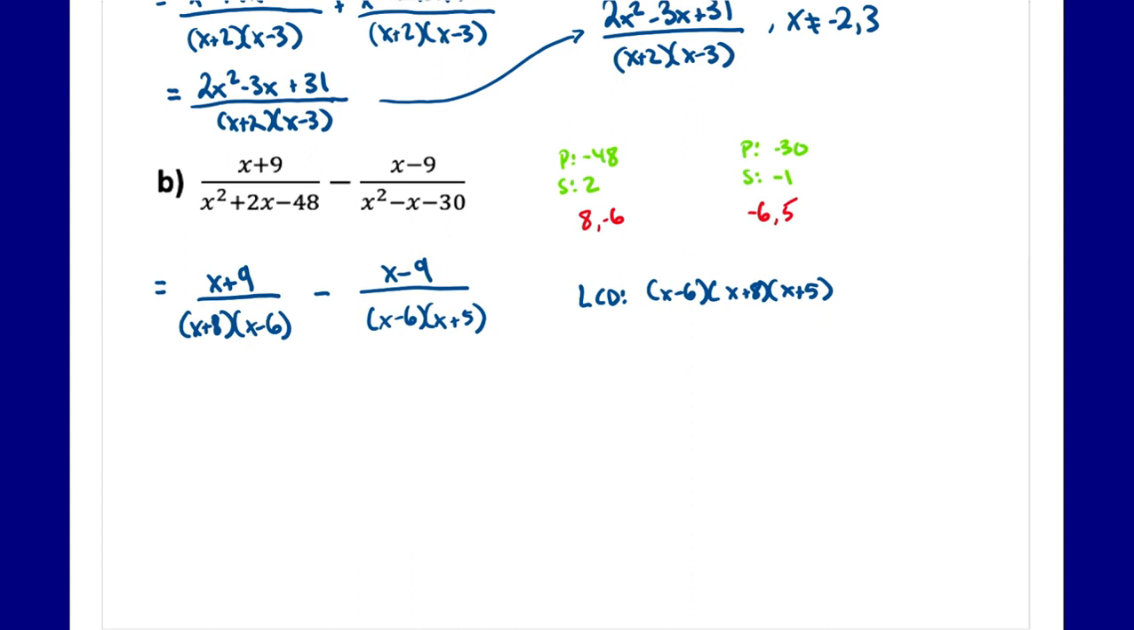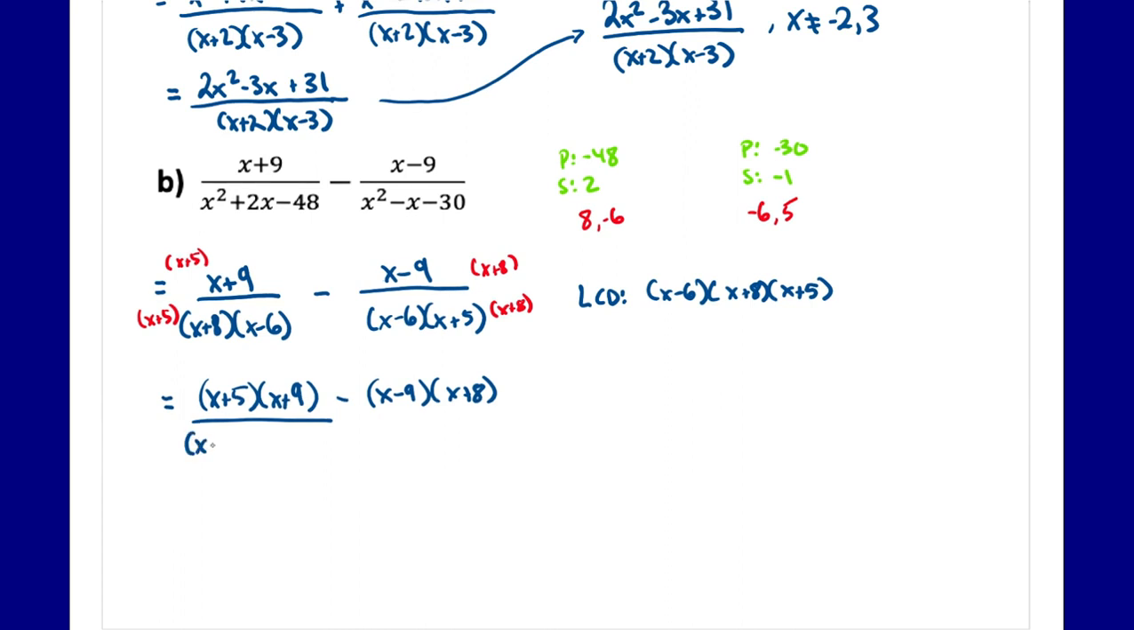So what's going to happen now is I'm going to multiply this side by x + 8, and multiply the first one by x + 5, and that will get me a common denominator. I'll have (x + 5)(x + 9) minus (x − 9)(x + 8), divided by that long string of three factors, (x + 5)(x + 8)(x − 6). And the other one is (x + 5)(x + 8)(x − 6), so the exact same denominator.